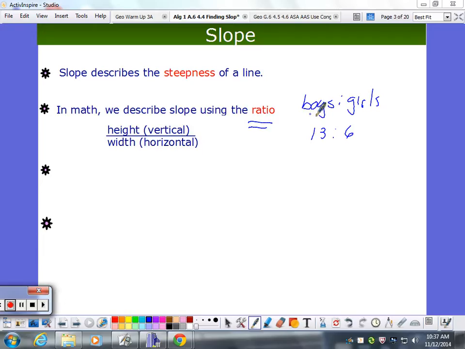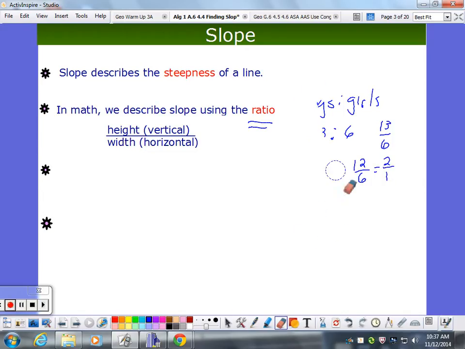We're comparing two things, and we compare them either using a colon or a fraction. Yes? Now let's pretend that there were only 18 people here. Let's say some boy decided, that's it, I'm done, never coming back. And then it became 12 to 6. Now would I write my ratio like this? How would I write it? 2 to 1. You always reduce, always reduce, always reduce. When do we reduce? Always. All the way. Every single time.